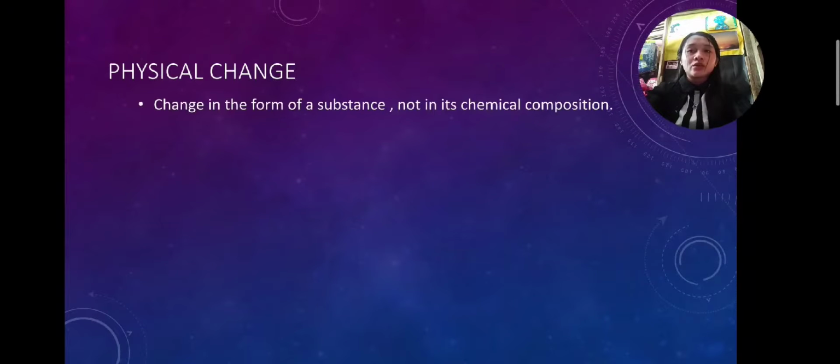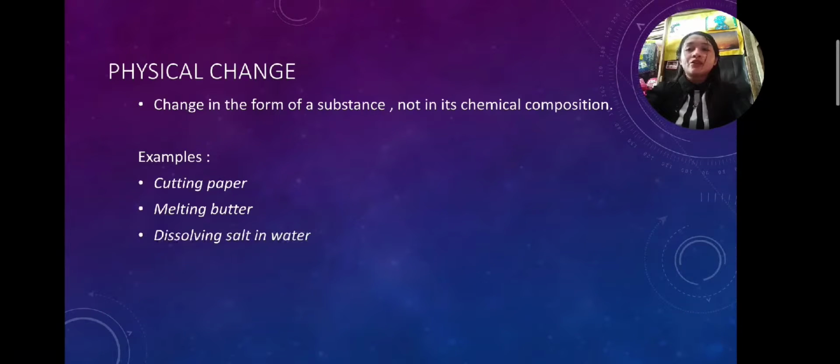So in chapter 1, we can encounter the physical change. So what is physical change? A change in the form of a substance, not in the chemical composition. So examples of physical change, di ba we are already familiar with physical change. So we have the examples: cutting paper, melting butter, dissolving salt in water, breaking glass.